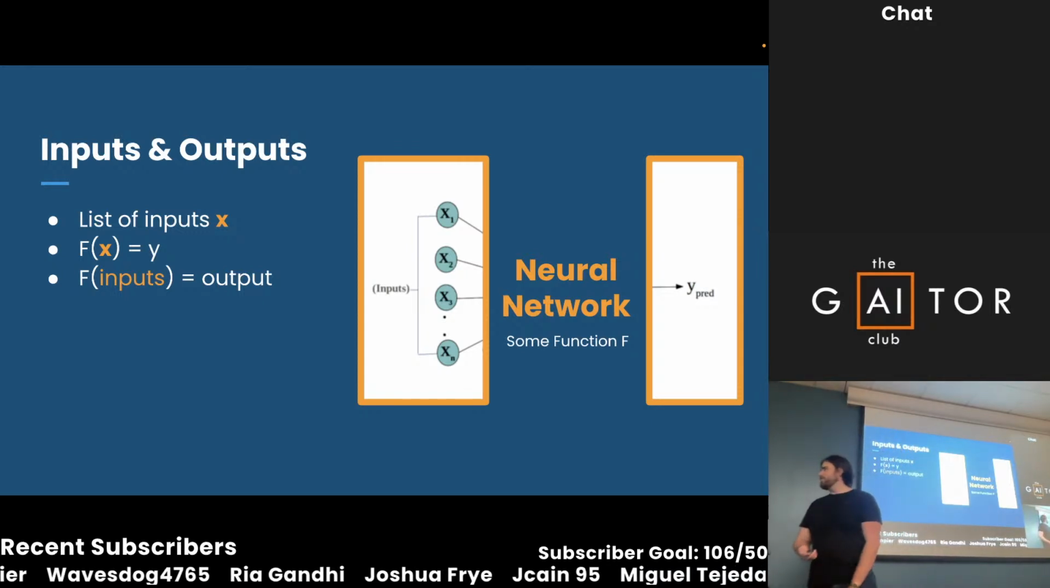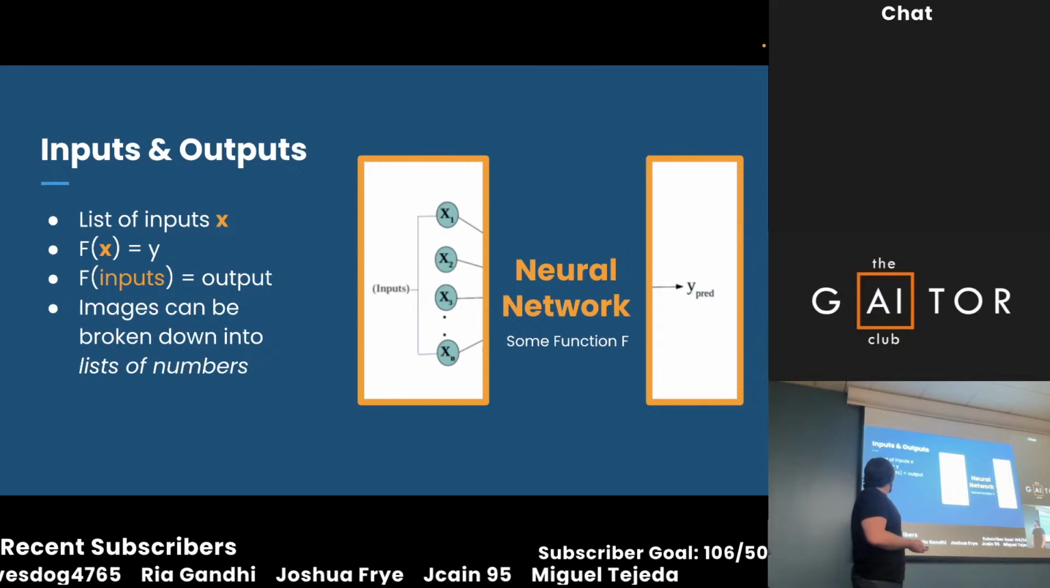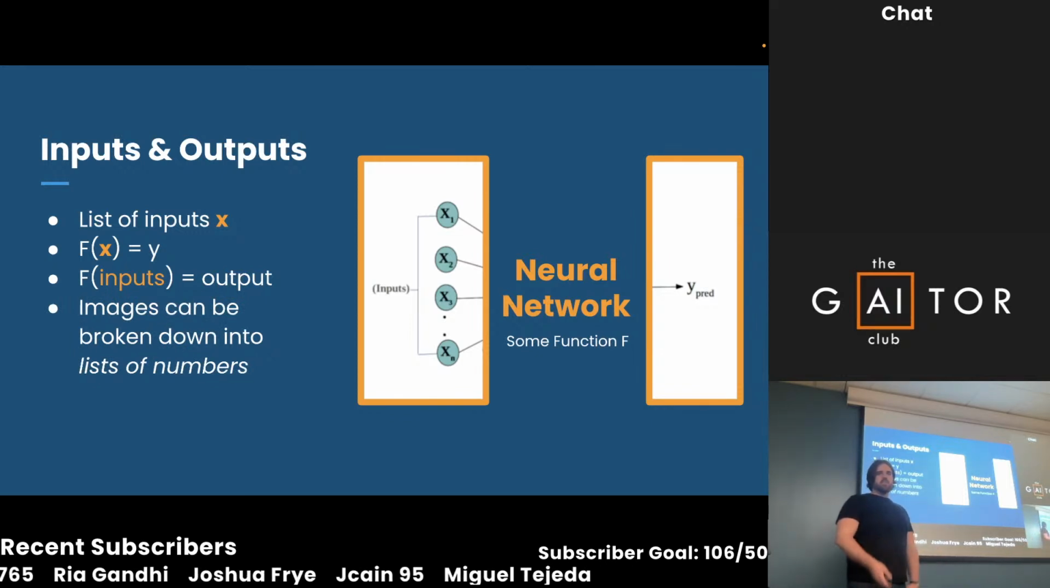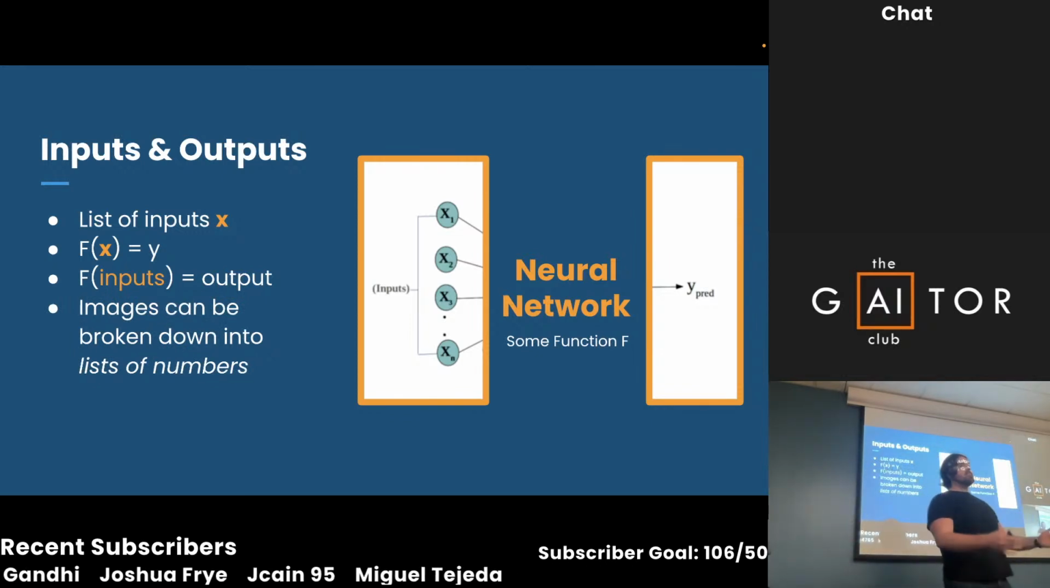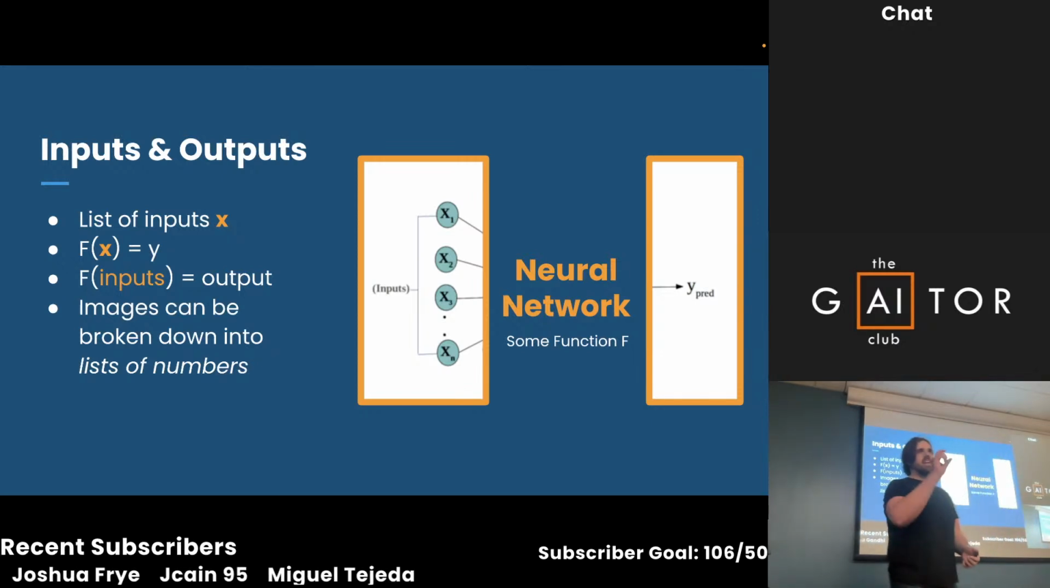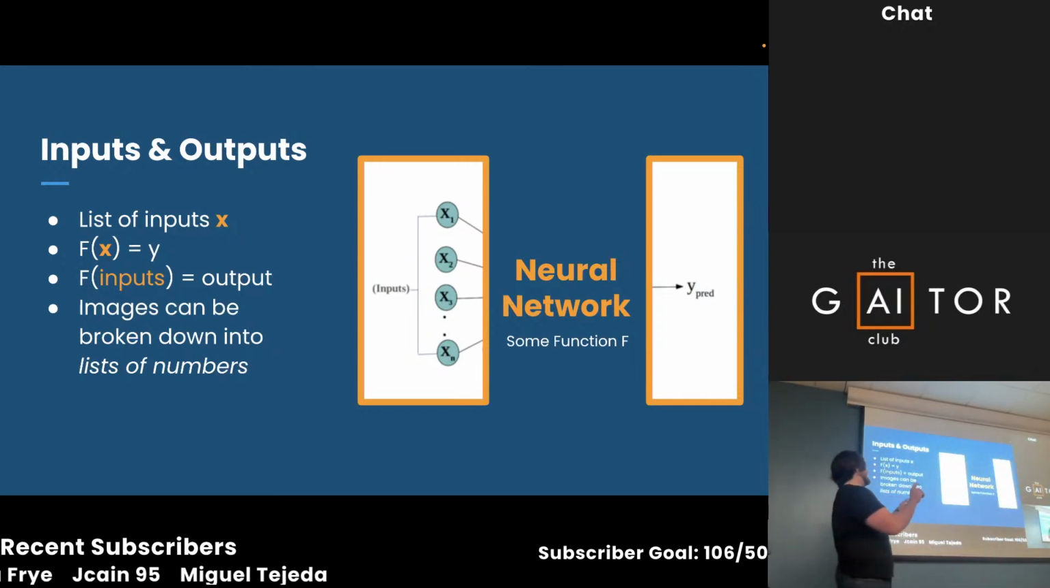This timing is really rough. For example, something like an image can be broken down so that each pixel is its own value x inside of that vector.